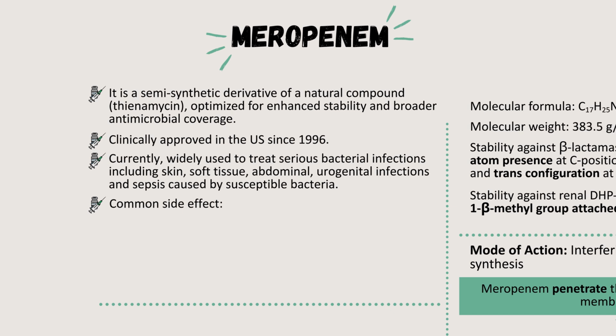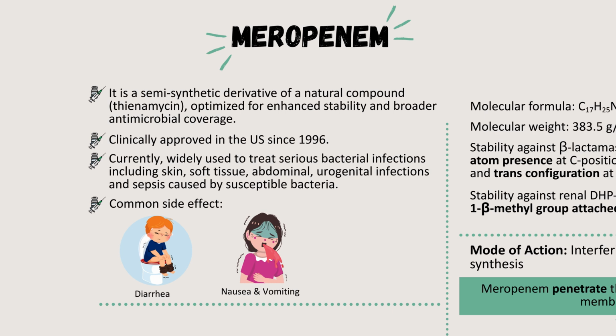Meropenem is a semi-synthetic derivative of a natural compound, also classified under broad-spectrum carbapenem antibiotics, given by intravenous IV injection. It has been clinically approved in the US since 1996 and is used to treat serious bacterial infections, including skin, soft tissue, abdominal, urogenital infections, and sepsis caused by susceptible bacteria. Some people will experience side effects such as diarrhea, nausea, and vomiting. Also skin rash and pruritus from Meropenem.